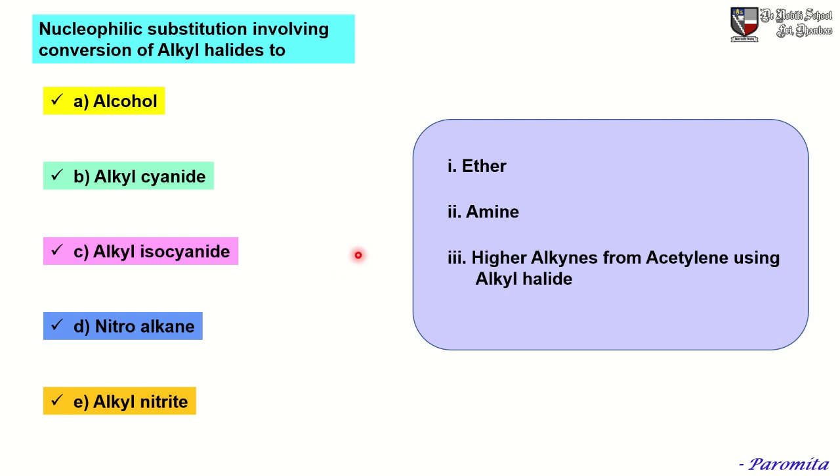So today we have discussed nucleophilic substitution reactions involving conversion of alkyl halides to alcohol, alkyl cyanide, alkyl isocyanide, nitroalkane and alkyl nitrite. In our next class, we will discuss the conversion of alkyl halide to ether and amines. And we will also learn the preparation of higher alkynes from acetylene using alkyl halide.